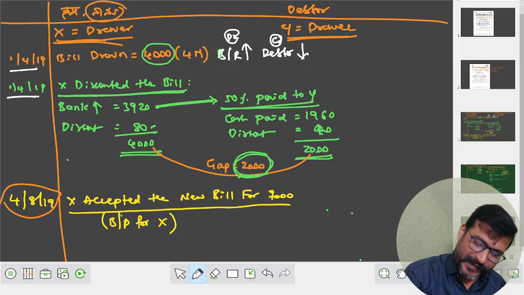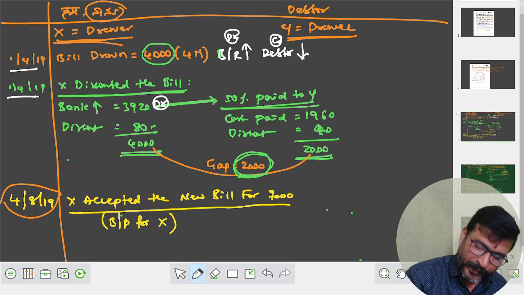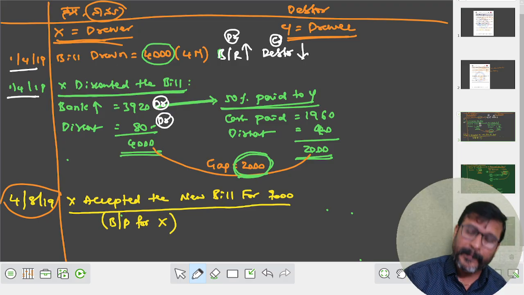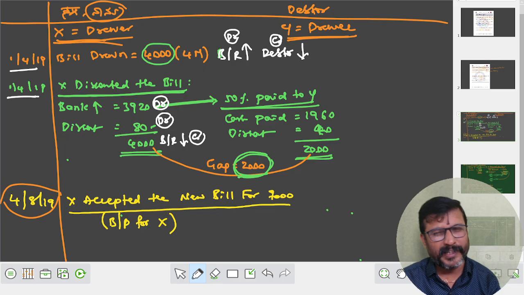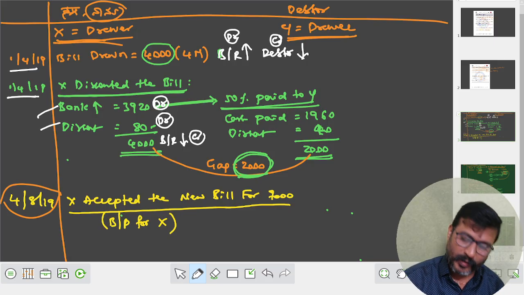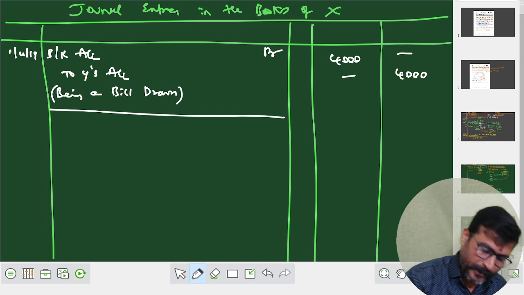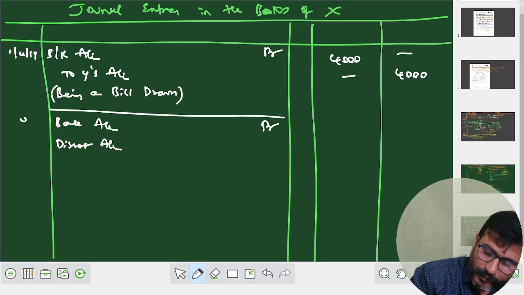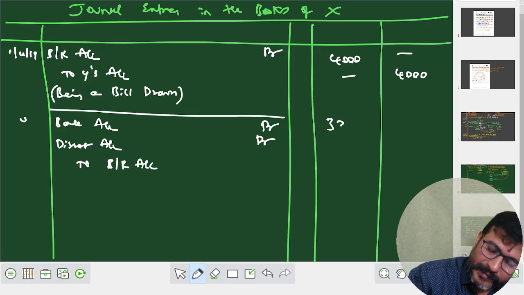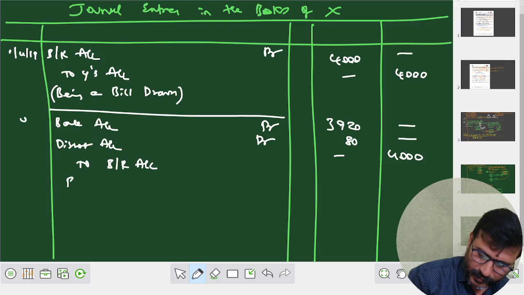When bill discounted, we can say that bank increases, it is to be debited. Discount is an expense, it is to be debited. Your bills receivable decreased, it is to be credited. Journal entry: bank account debit, discount account debit to bills receivable account. The same date. Bank account debit 3920, discount account debit 80, to bills receivable 4000, being a bill discounted.